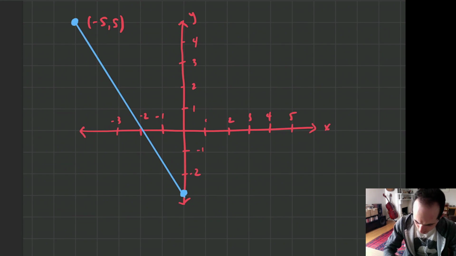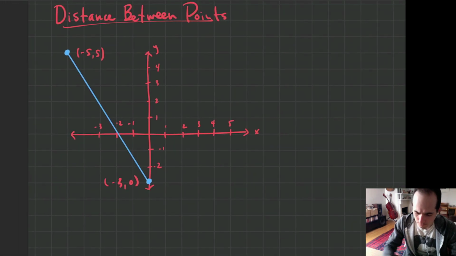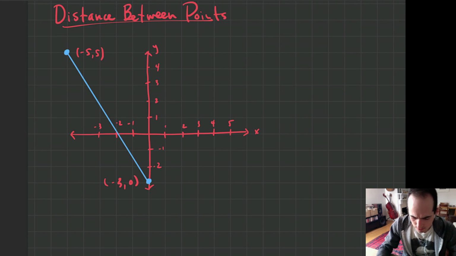This point down here is the point, well, let's see. So I'm going down 1, 2, 3, and I'm not going left and right at all. I'm right on that y-axis. So this is the point -3, 0. So I'm gonna do this one in two ways.